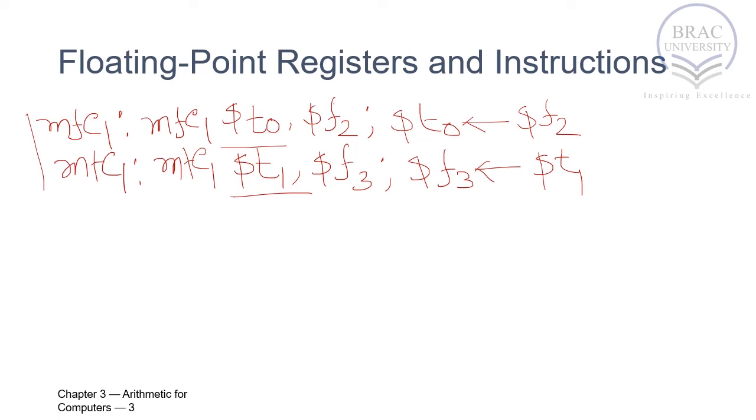but in the first case, that means in this one, the source is F2 and destination is T0. In the second case, the source is T1 and destination is F3. But this is the convention when we are using the move command, that the register coming from the register file will go first and then the coprocessor register. These two instructions are used when you are moving data from register file to the coprocessor.